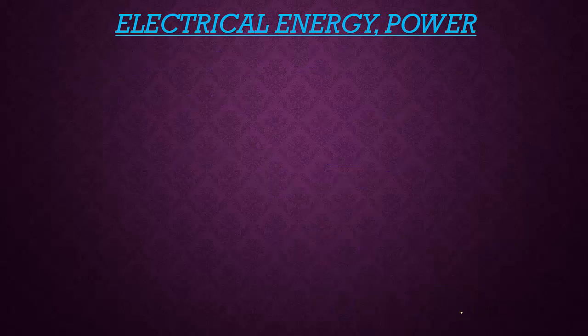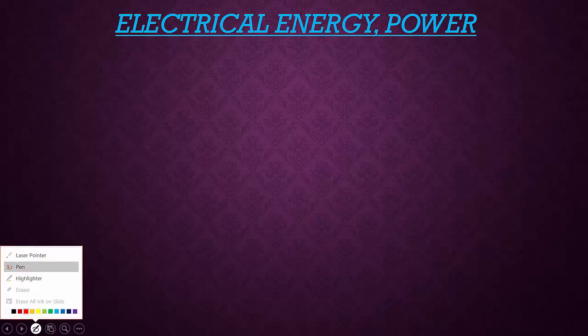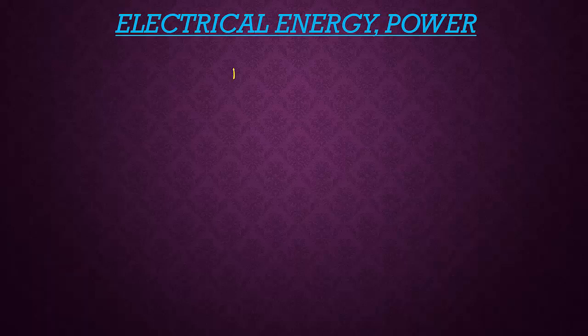Now we can find an expression for power. What is power? The rate of doing electric work is called electric power. Power means the rate of doing work. So it can be given by the equation P equal to W divided by T. Or when a small amount of work is done in a small interval of time, we can write delta W divided by delta T. This is small work done.